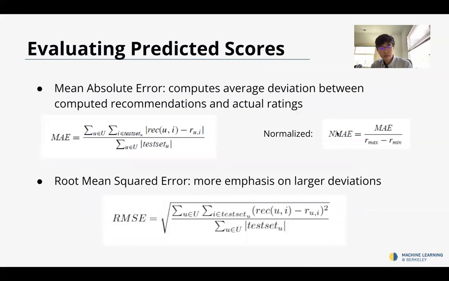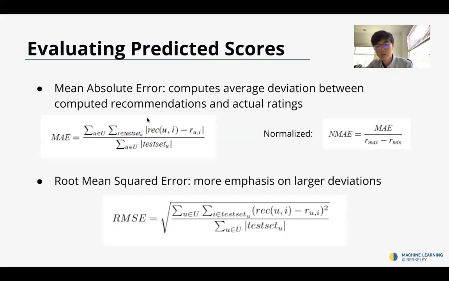Yeah, and these are some of the very basic metrics for evaluating predictive scores. Mean absolute error just computes the average deviation between your predicted scores and actual rating. This is for use cases where you have data of the ratings from users on specific items, and your model is asked to predict these scores, as opposed to classification, which we'll talk about later. So this just measures how far apart your predicted scores are from the actual recorded scores.